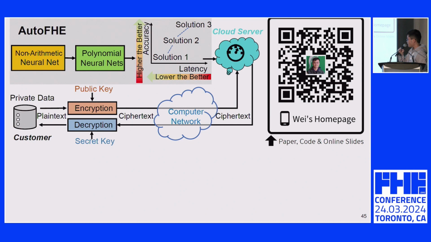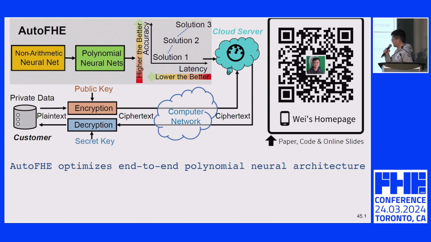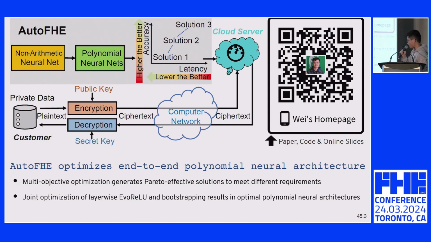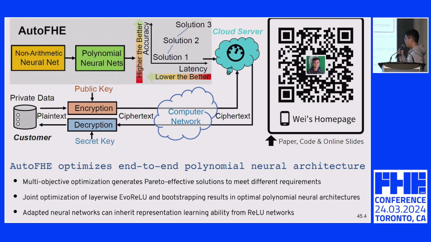So to conclude my presentation, we think we should directly optimize end-to-end polynomial architectures. We should use multi-objective optimization. We can automatically generate Pareto effective solutions to meet different requirements. And we jointly optimize the evolved ReLU and the bootstrapping. We have the optimal polynomial architectures. And we use the trainable weights from the ReLU networks, so the weights can adapt to the polynomials. If you want to read our papers and get the online slides, you can scan this QR code. Thank you.